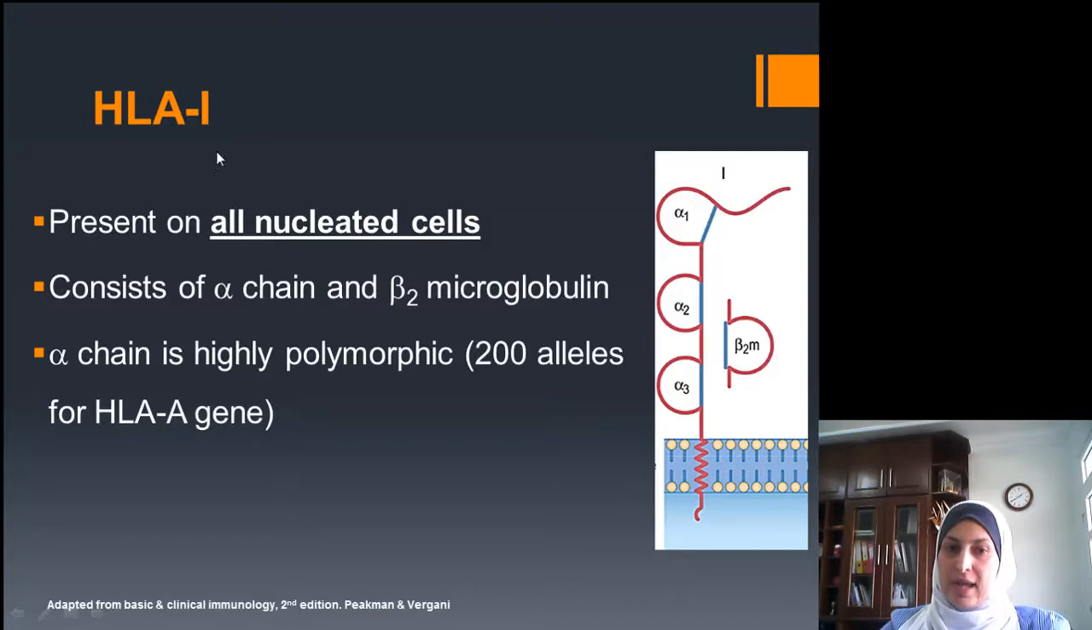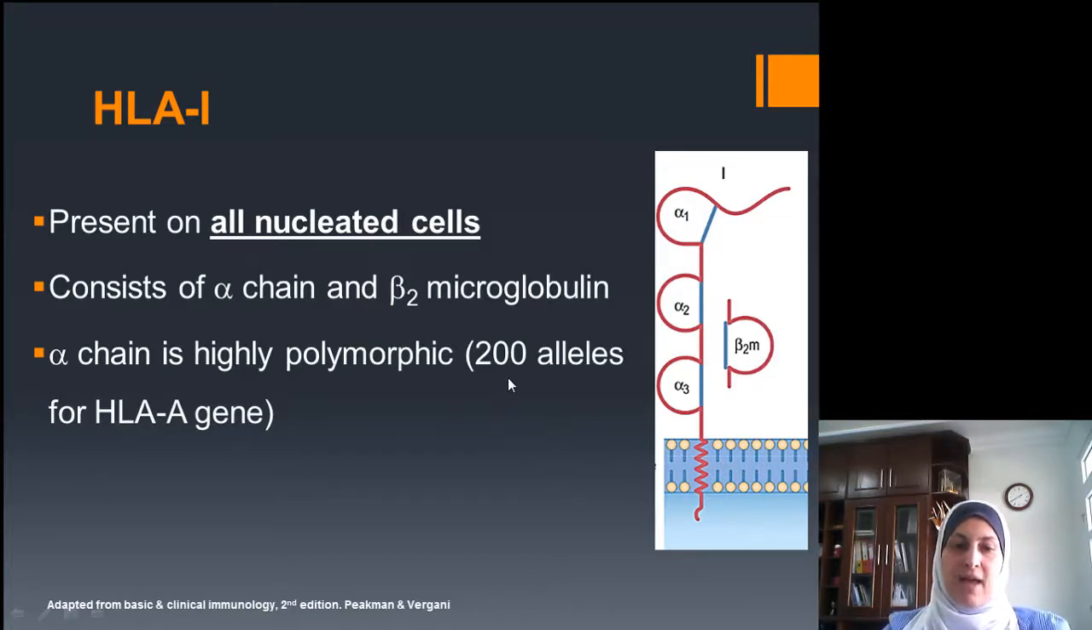HLA class 1 are presented in all nucleated cells, and they consist of an alpha chain and just a beta 2 microglobulin molecule, and again a similar structure. So it is part of the immunoglobulin superfamily with the transmembrane domain. And the alpha chain is highly polymorphic. For example, the HLA gene has more than 200 alleles.